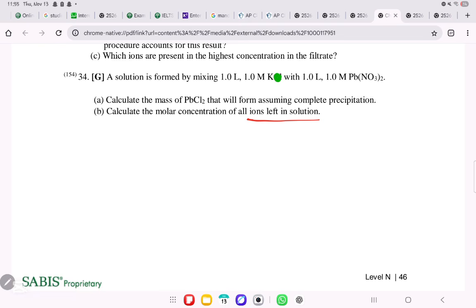Now, they want the molar concentration. How do we find the molar concentration? It's number of moles over the volume, right? So the molar concentration of K plus, it's going to be what? Because it's in a 1-to-1 ratio, the number of moles is going to be 1, over the volume, which is 1 liter plus 1 liter, which is 2, so it's going to be 0.50 molarity.